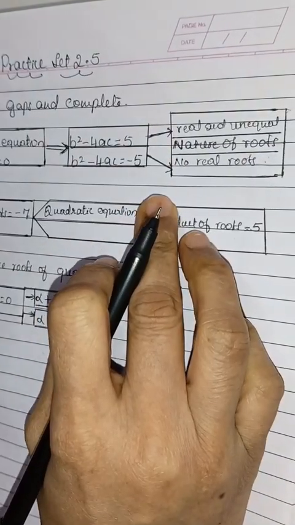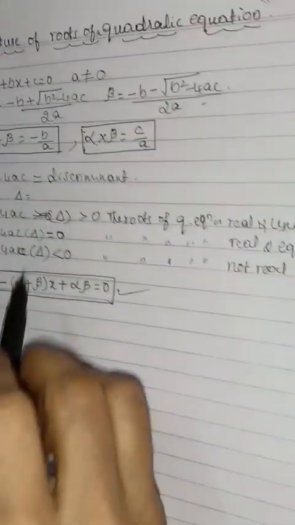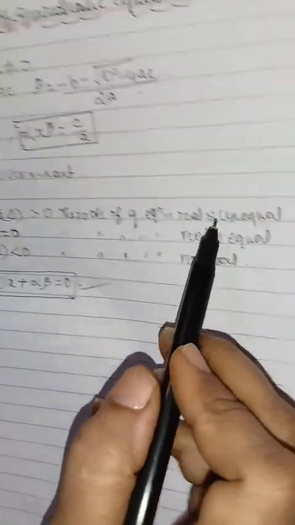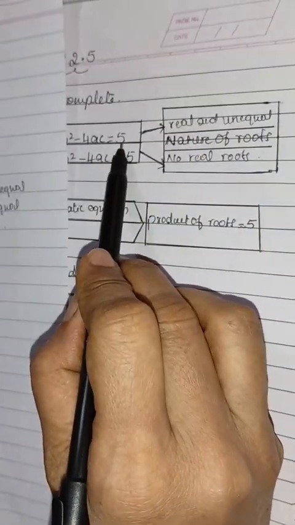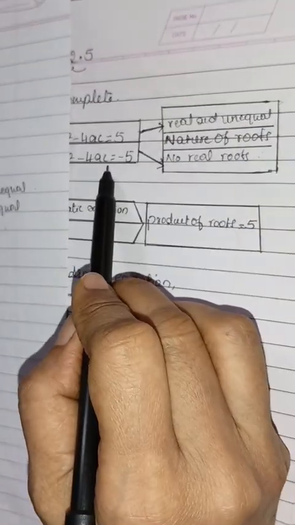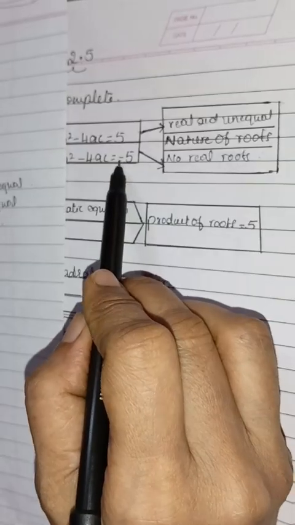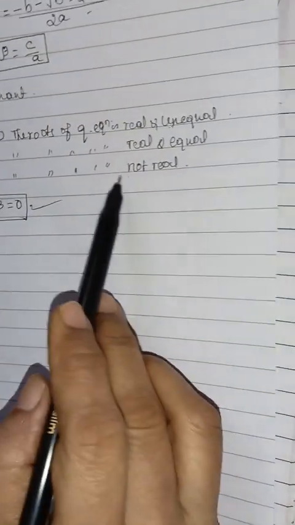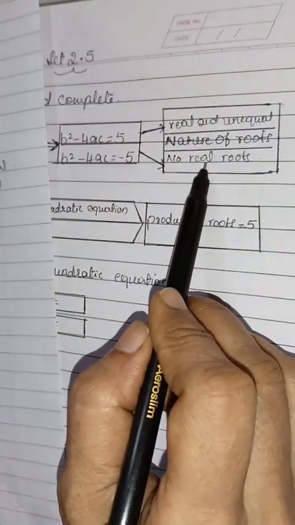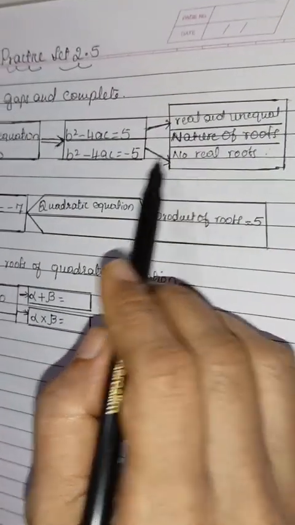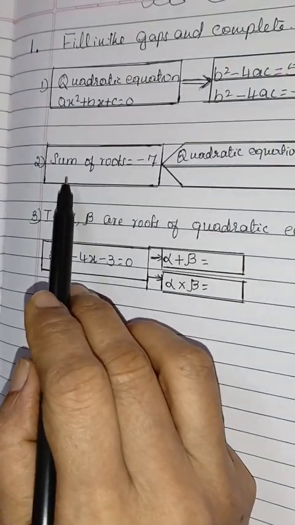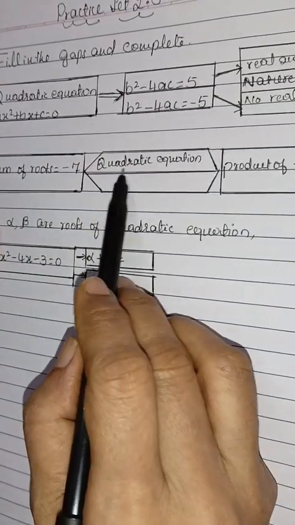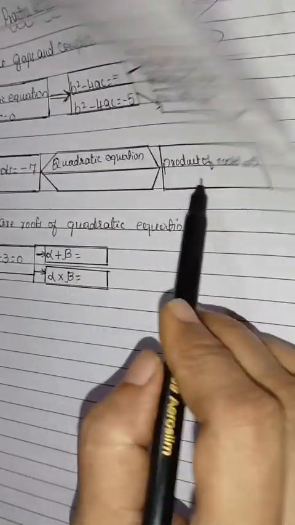See, here delta is greater than 0, so the roots are real and unequal, and this is minus 5, less than 0, that is delta is less than 0, so not real, or no real roots. Now the second one: sum of roots is minus 7. First box.